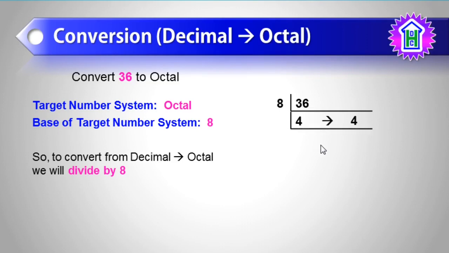So next we'll try to divide 4 by 8. 4 is smaller than 8. 1 time 8 will be 8, which is more than 4. So we'll put 0 times 8. 8 zeros are 0. And the remainder will be 4.